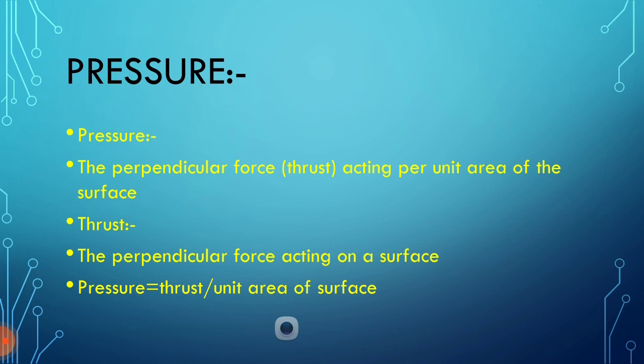So if thrust, meaning a perpendicular force, is acting on the object, then it is known as pressure. The pressure formula is equal to thrust divided by a unit of area of surface, meaning surface area.